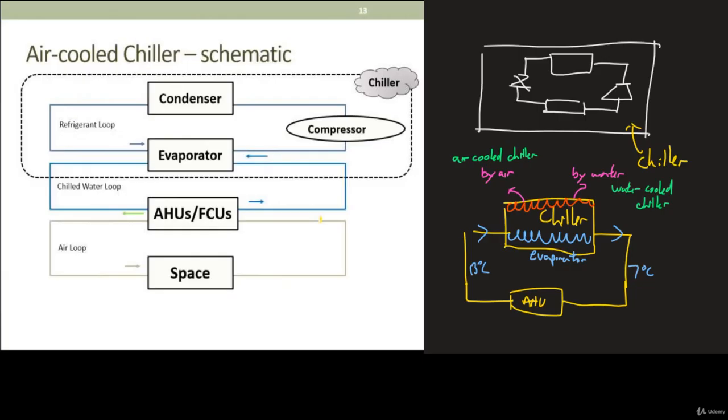And if we refer to the schematic that we used just now, now there will be an additional chilled water loop. You will notice there's an additional chilled water loop from the evaporator to the AHU and FCU. So you can have multiple AHUs and multiple FCUs inside the building, and the cold water will be cooling down your air, cooling down the space.